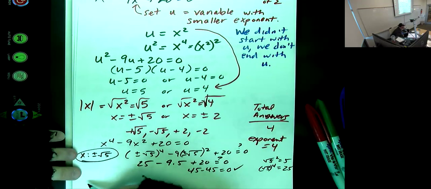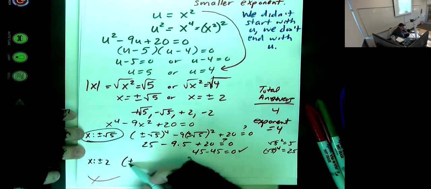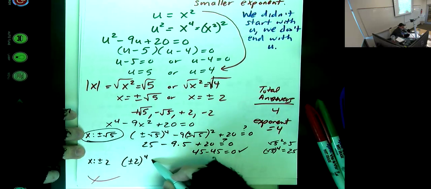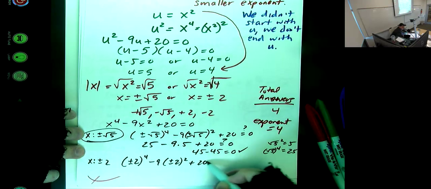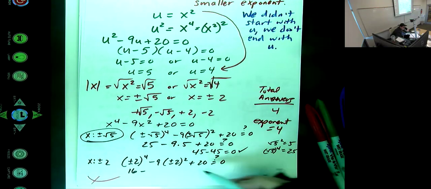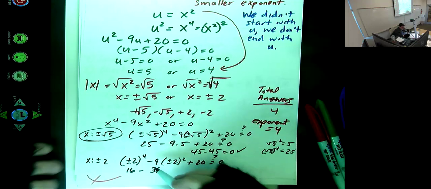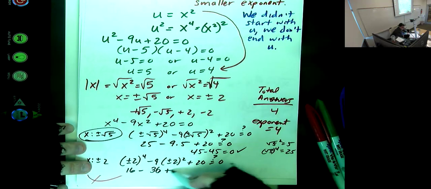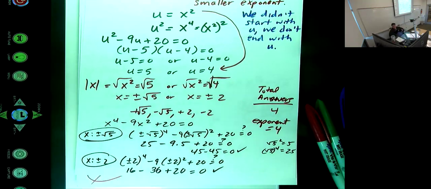And it should be the same with the 2, but we'll double check it. To the 4th power is 16. 2 squared is 4 times 9 is 36. And that does equal 0. So all the solutions work there.